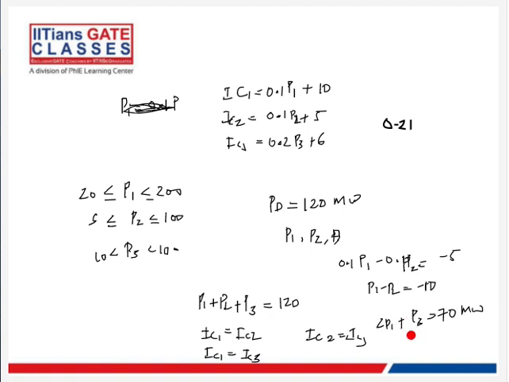P1 plus P3 is equal to 70. And if you arrange this, you will get 0.1 P1 minus 0.2 P3 is equal to minus 4. P1 is equal to 20. Okay. So what is P2? You just subtract it. P1 plus P2 is 50. So P1 is 20, P2 is 70. Right? Multiply by 10 is okay.